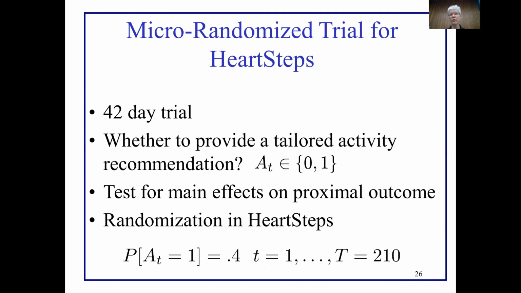So go back to HeartSteps, a 42-day study, deciding whether to provide a tailored activity recommendation at each of the 5 decision points per day. A_t is coded 0, 1: 1 if you provide a message, 0 otherwise. We're going to test for the main effect. That is, is there an impact of the tailored activity suggestion on your 30-minute step count? When we were designing HeartSteps, we were thinking, well, there's 5 times a day, and we want to provide an average of 2 suggestions per day. So we were thinking to randomize with probability 0.4, because that would give us an average of 2 suggestions per day.